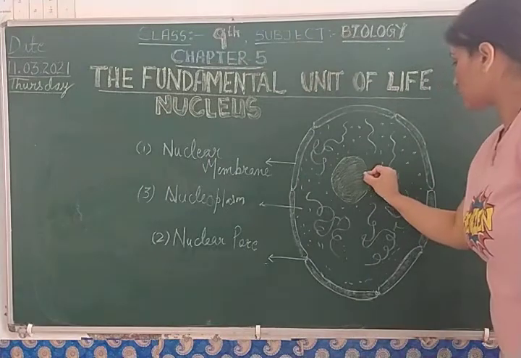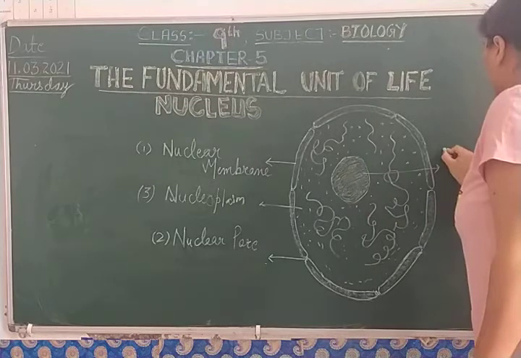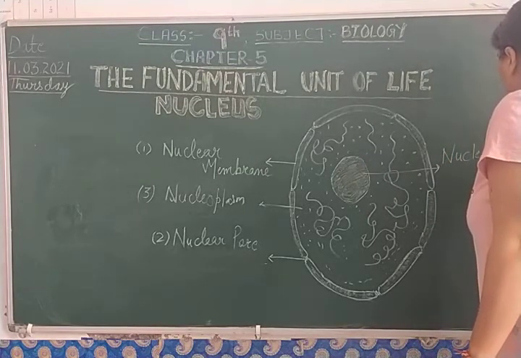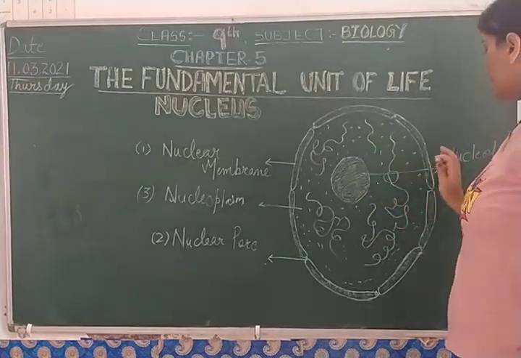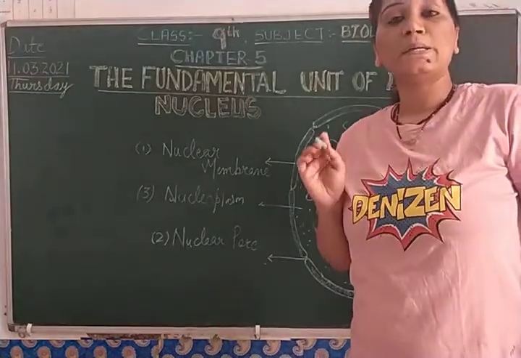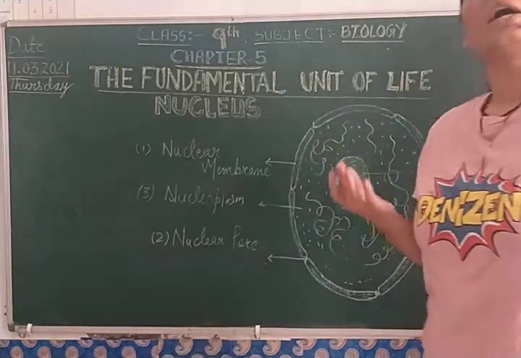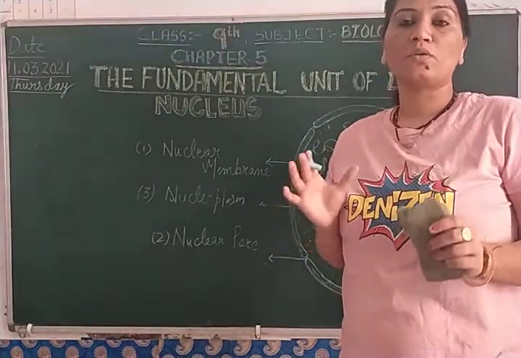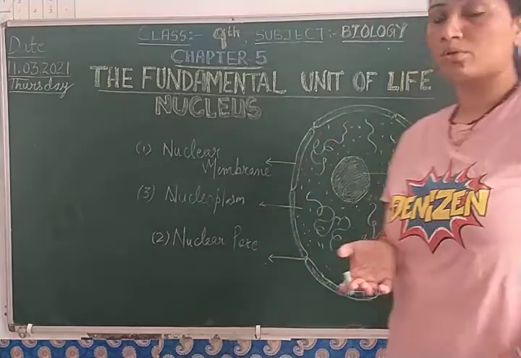So this round structure that you can see here, this yellow part, is known as the nucleolus. It is present inside the nucleus. What is the function of the nucleolus? It helps in the formation of ribosomes, and ribosomes are the structures responsible for protein synthesis, meaning the formation of proteins.